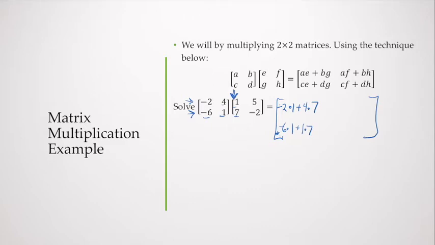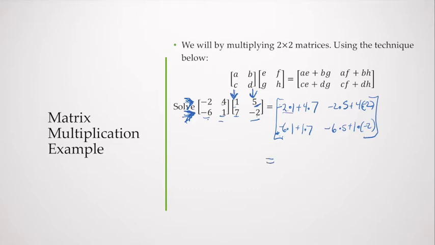Now to get my entries in column 2, for the first row entry, I have to take row 1 times column 2. So I have negative 2 times 5 plus 4 times negative 2. To get the entry in my second row, second column, I'm going to take row 2 times column 2. So I have negative 6 times 5 and 1 times negative 2. And the more you do this, the more you will realize the pattern it is following.